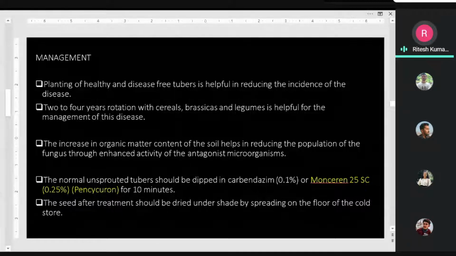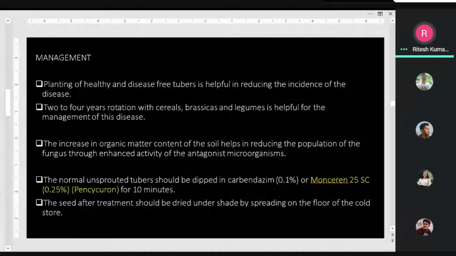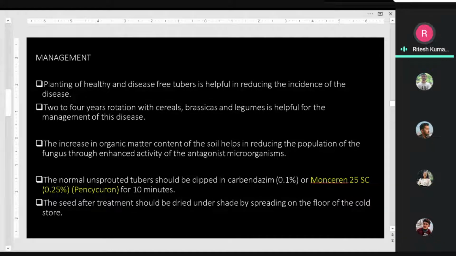त्यो गर्न सकिन्छ. र केमिकलमा जाने हो भने सिड डिप अथवा ट्युबर डिप can be done in carbendazim or it can be done in Monserone. So Monserone is highly systemic. It is a very effective fungicide against rhizoctonia, which is actually pencycuron. The active ingredient is pencycuron. So these things can be done to manage this disease.